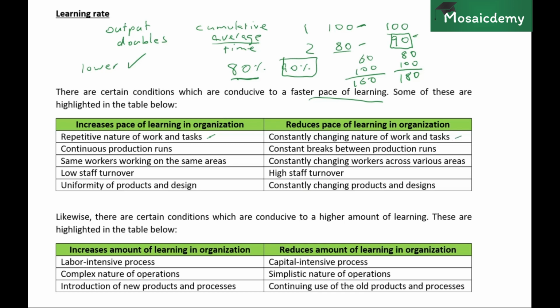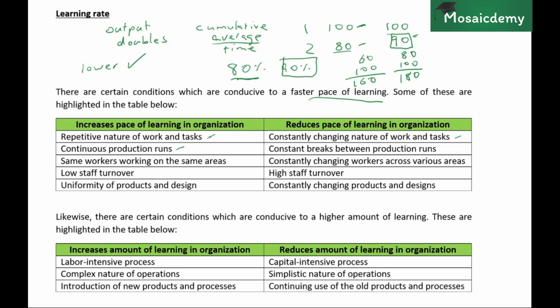But if the nature of work is constantly changing, you're doing something new every time. So the workers designed one type of product, then they went to a completely different type of product. So they went from a sweater to a semiconductor chip to a bottle of water. They're doing all these different tasks. They're not going to get better at any one specific task or product, right? So that'll slow down the learning.